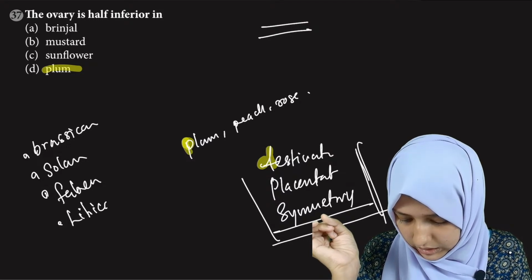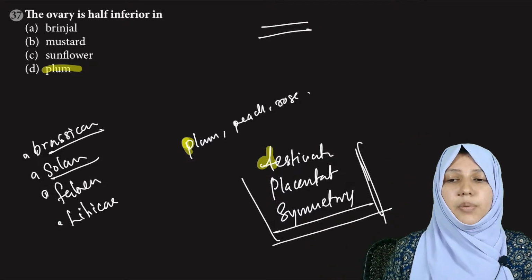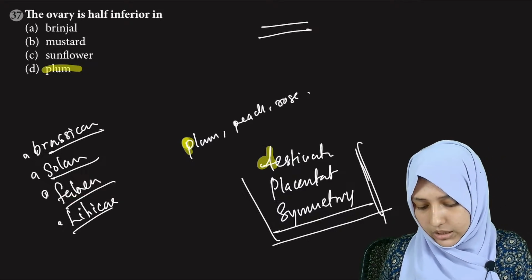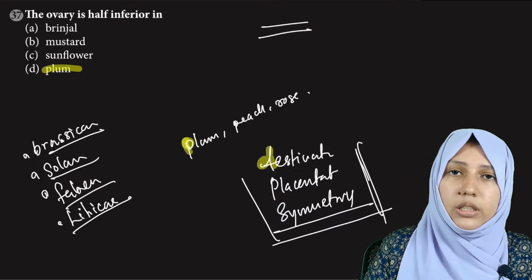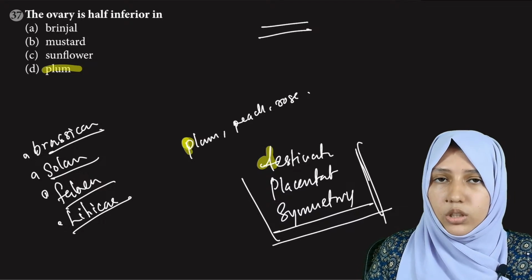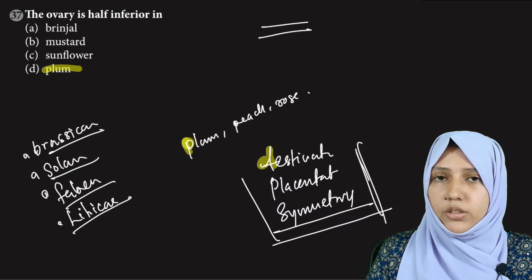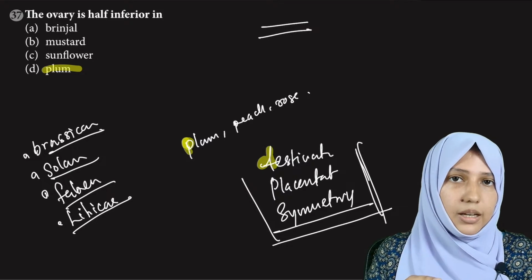Solanaceae and Brassicaceae are present in the new NCERT, but Fabaceae and Liliaceae are present in the old NCERT, and I have also discussed it in this chapter. So this was all about the morphology of flowering plants. Just see the examples again and again.